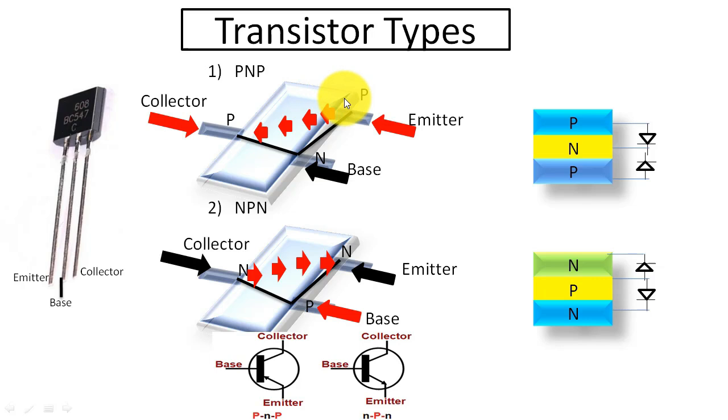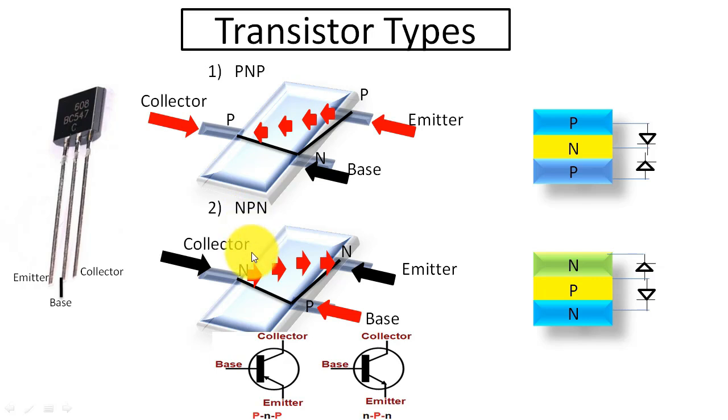We can see here its upper side pin is the collector, the lower left side pin is the base and the right side pin is the emitter. It is the same for the NPN transistor also.